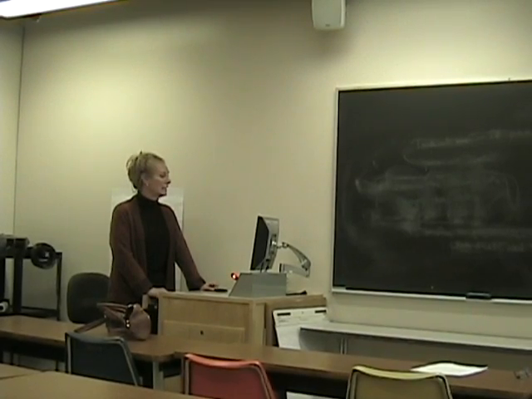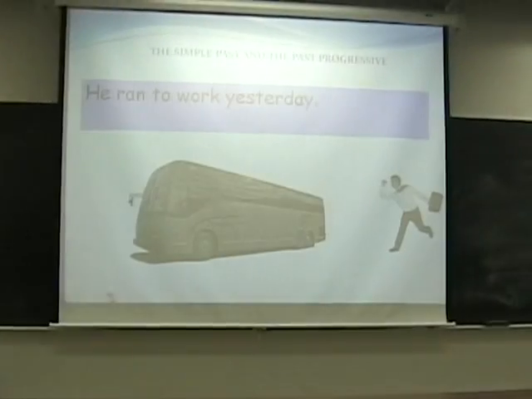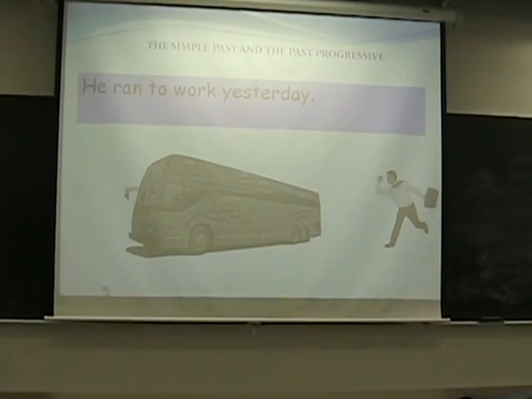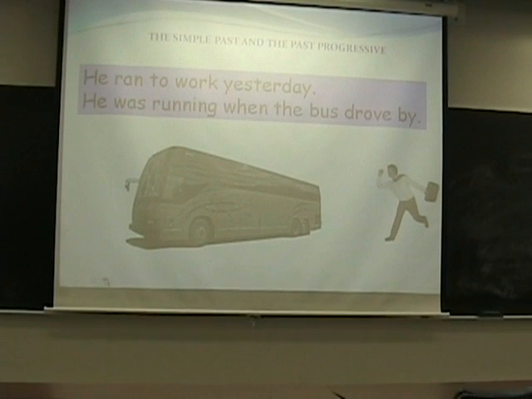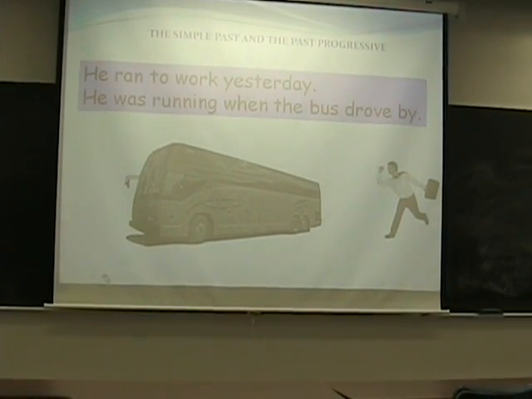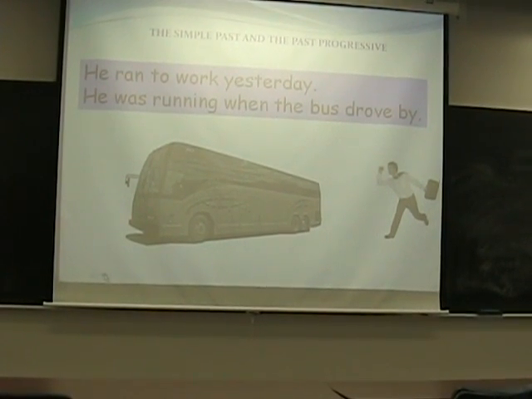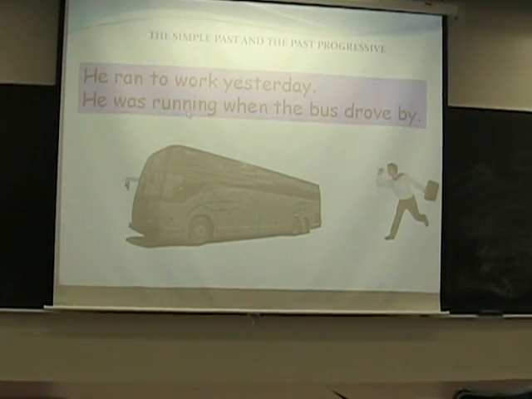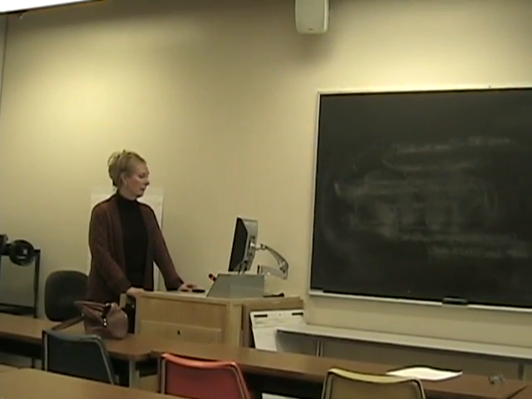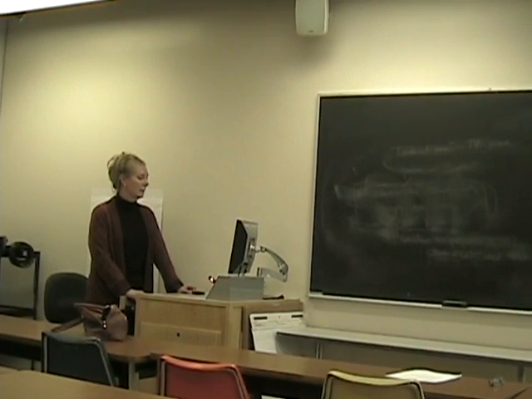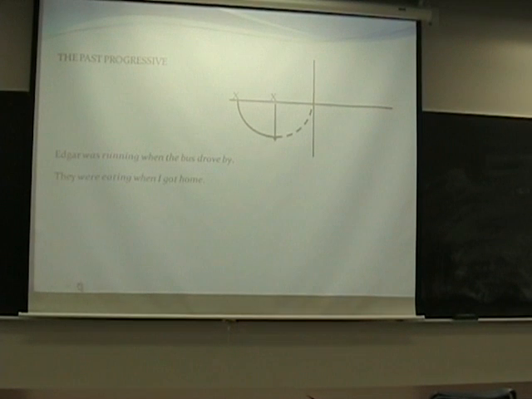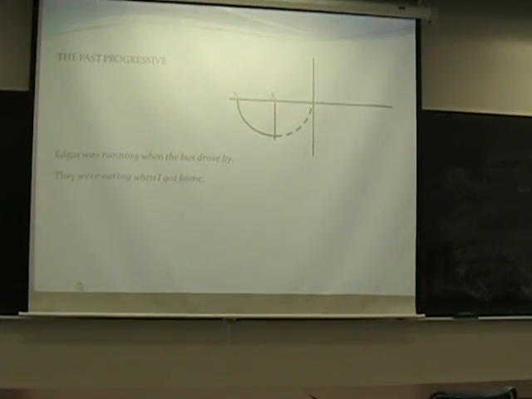Let's take a look at simple past and past progressive. He ran to work yesterday. This is a completed action in the past. He was running when the bus drove by. If you look here, we have the past progressive. Was running. Edgar was running when the bus drove by. They were eating when I got home.